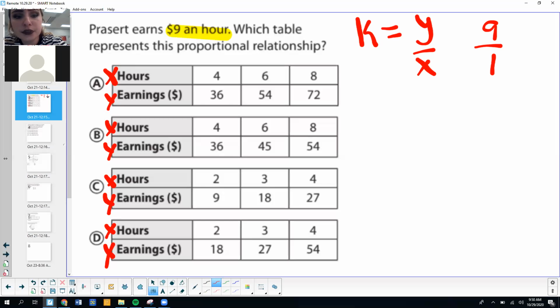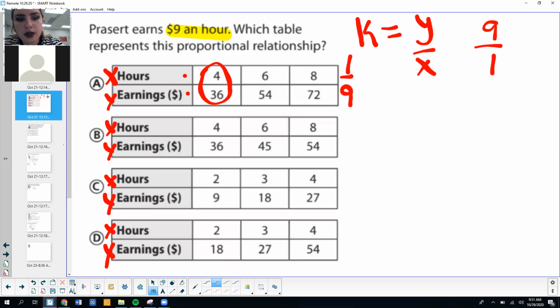All we have to do is look at one of these points and see, does that match our constant of proportionality? So I'm finding the constant of proportionality for each of these tables. I'm going to take y divided by x. In this first one, I'm taking 36 divided by 4, which gives me 9. That means in 1 hour, they earn $9, which matches what Presert earns. So that's looking like a good choice.